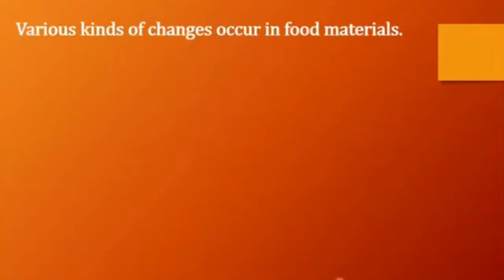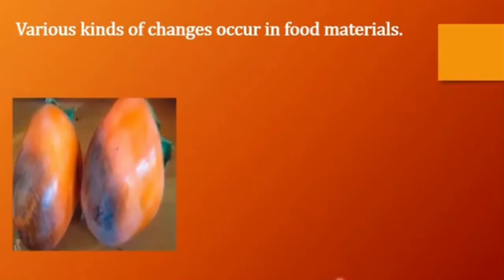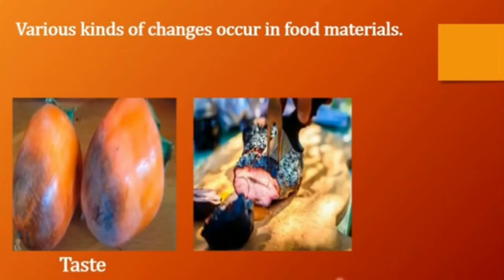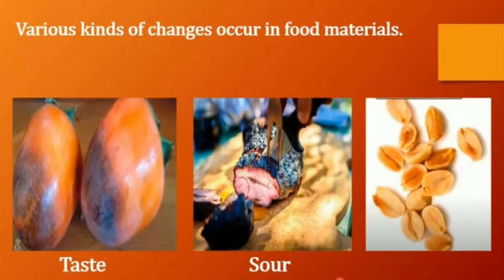Various kinds of changes occur in food materials. For example, fruits turn black or change the taste. Meat becomes sour, or the peanuts become rancid. All these changes occur due to the factors within the food material. Are you getting me, children? The taste gets spoiled.